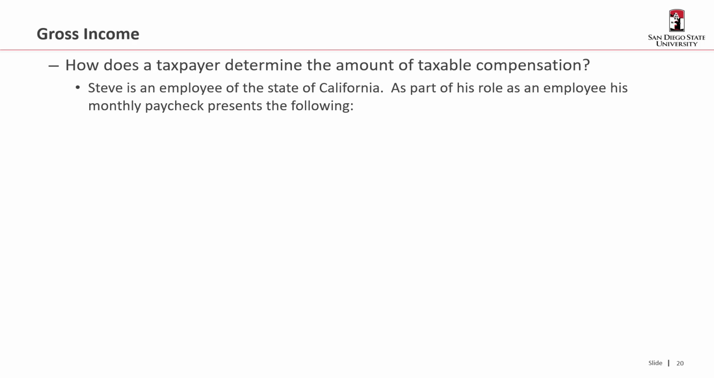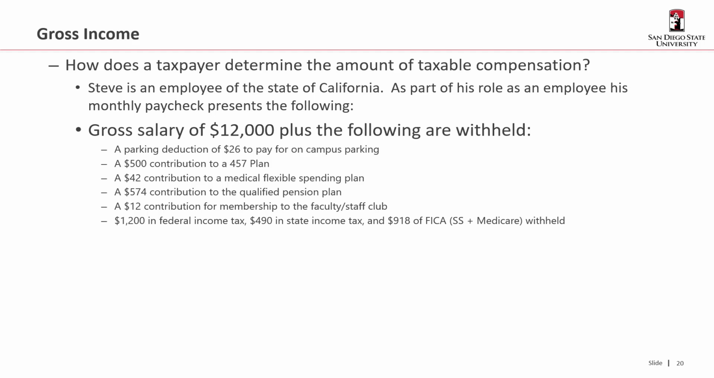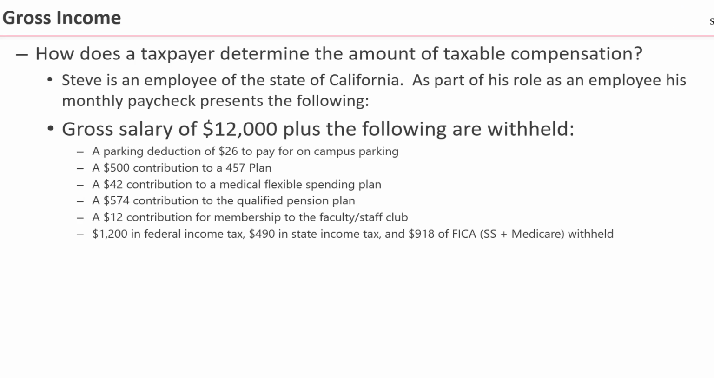Okay, so let's go in with compensation. So how does a taxpayer determine the amount of taxable compensation? So let's say Steve is an employee of the state of California. And as part of his role as an employee, his monthly paycheck presents the following information. So it provides a gross salary of $12,000 with the following items withheld.